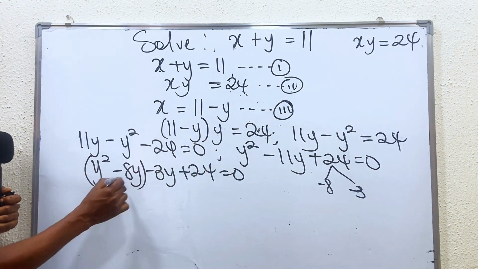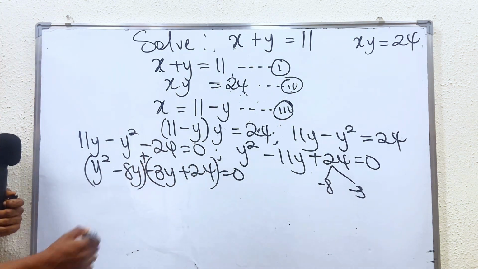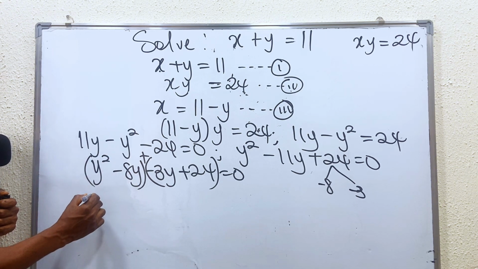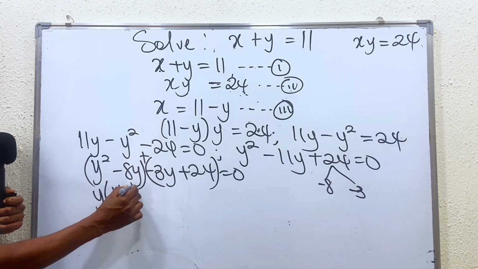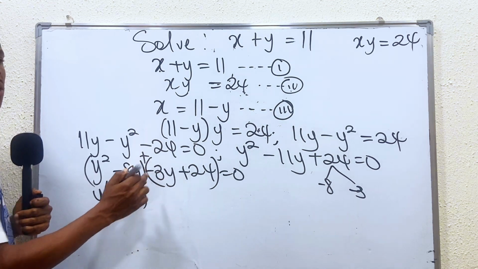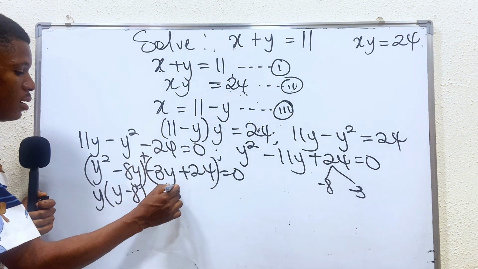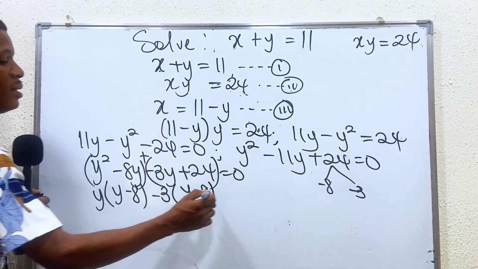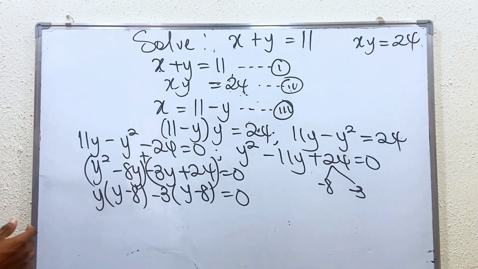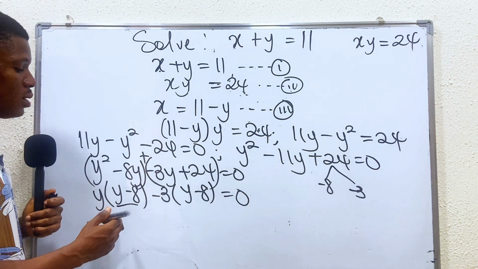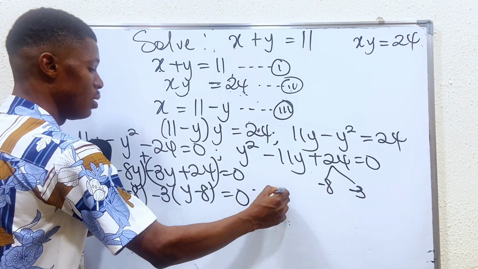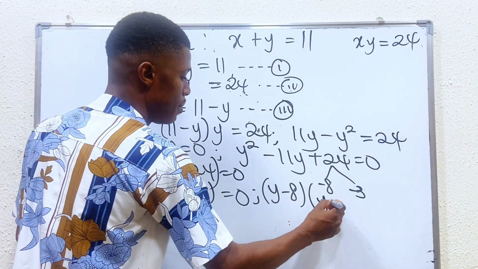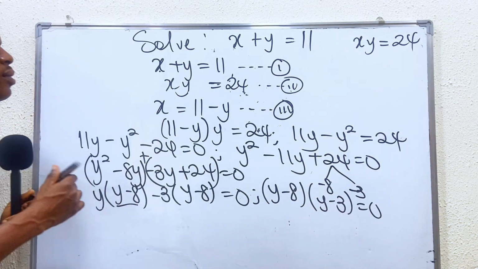We will now group the first two terms and the last two terms together. We now factor out the common term in y squared and minus 8y, and that will be y, and we are left with y minus 8. We'll now factor out the common term, which is minus 3, and we are left with y minus 8. And this is equal to 0. When these two brackets are the same, this shows you that we form a factor, which is that y minus 8 will now multiply y minus 3, and that gives 0.